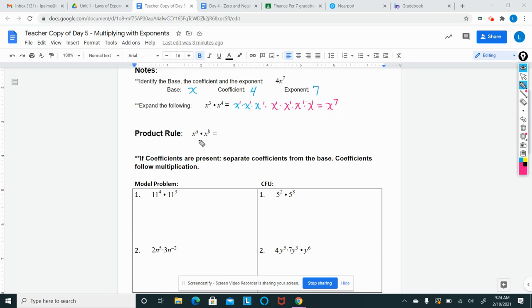So that brings us to our product rule: whenever we have bases that are the same, and that's very important, the bases must be the same, we always add the exponents, because 3 plus 4 gives us 7. So x to the a power times x to the b power would be x to the a plus b. We add the exponents.